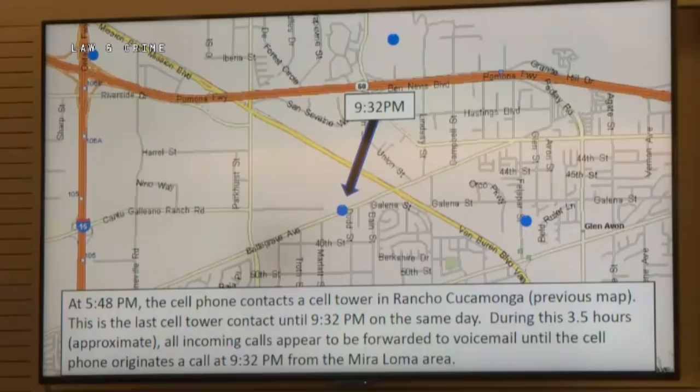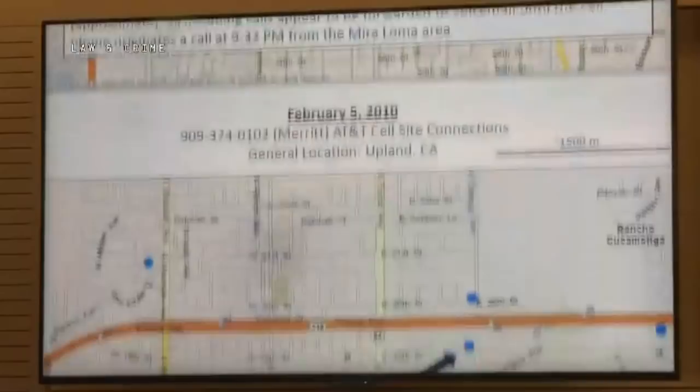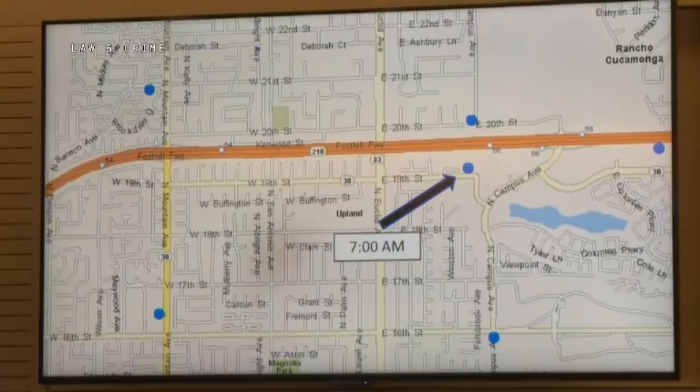Was there further activity after the 9:32 call on February 4th? There was not. That was the last call on February 4th. So moving to February 5th, and that should be Exhibit 469? That's correct. February 5th starts off with a 7 a.m. cell tower connection in the Upland area, just south of Interstate 210.